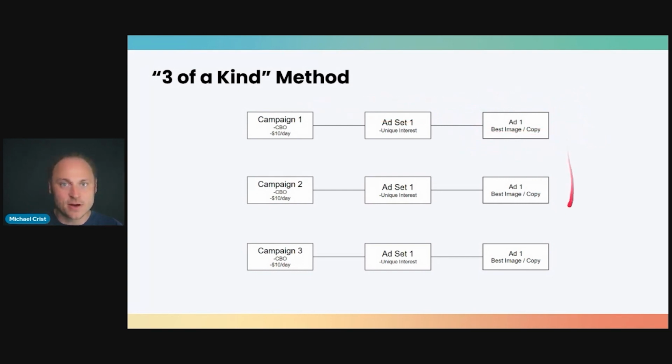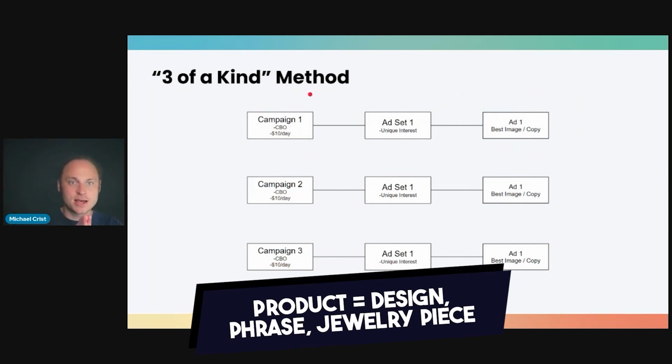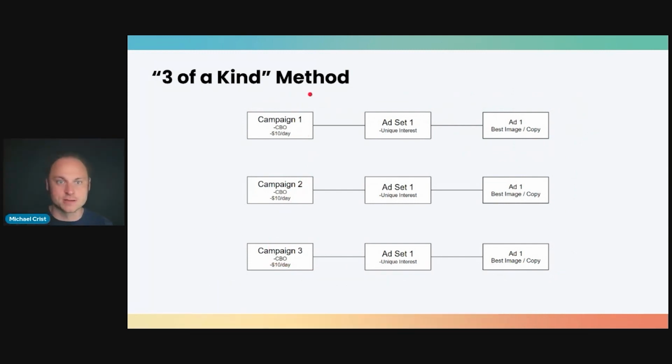This is a testing method for 1 product. So remember how I define product. Your product equals your design plus your phrase plus your jewelry piece. So this is just 1 single product, and this is how you're going to test it.